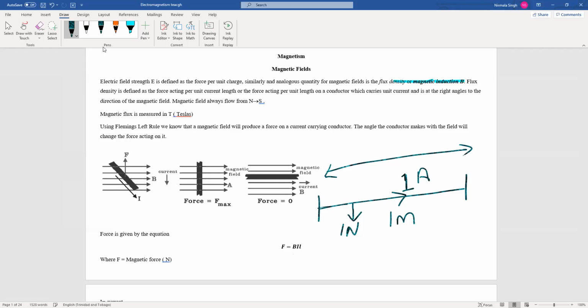So let's see how you can work it out. Magnetic flux density is measured in Teslas. So this is our brand new unit. All right, it is always measured in Teslas.